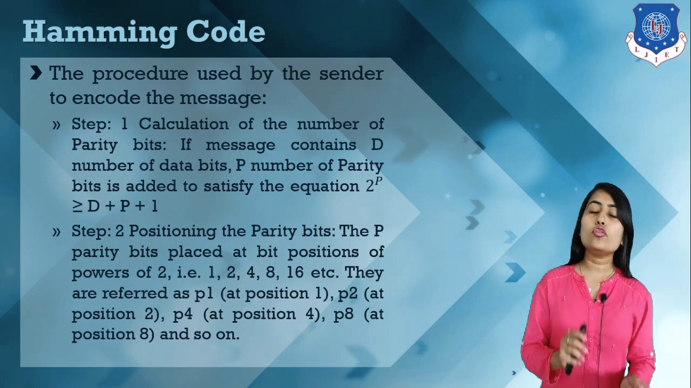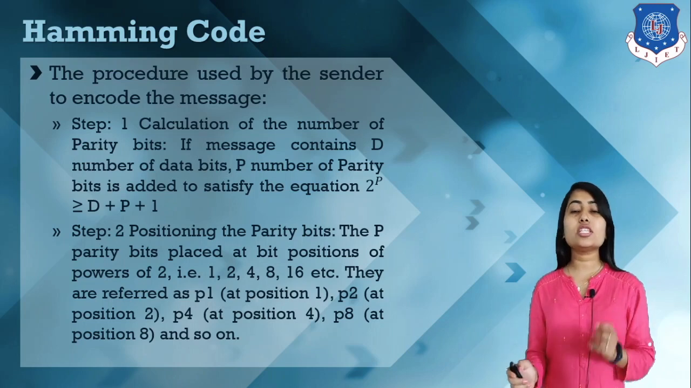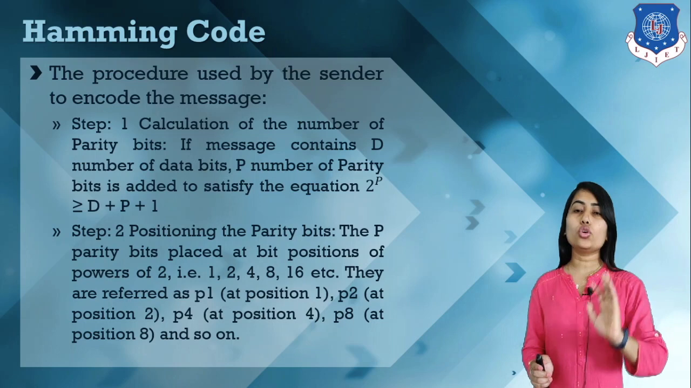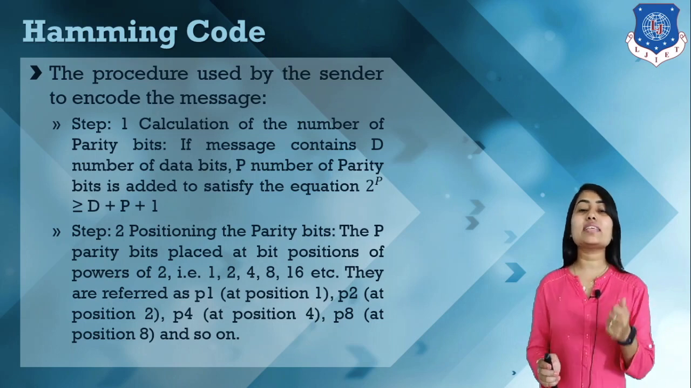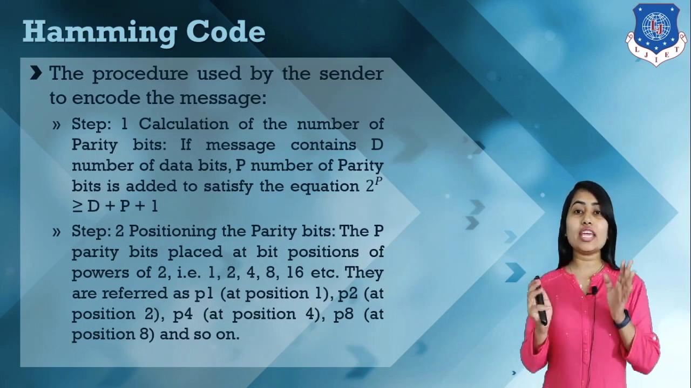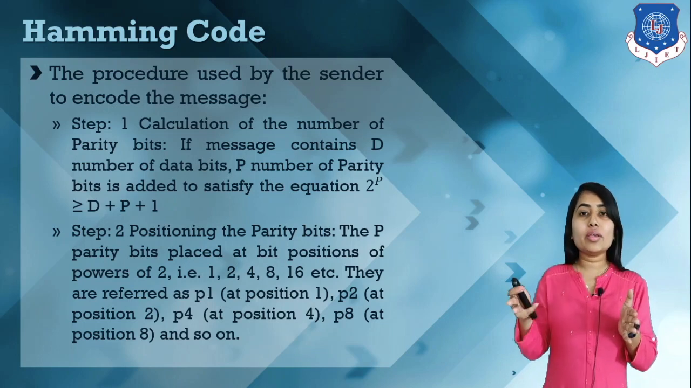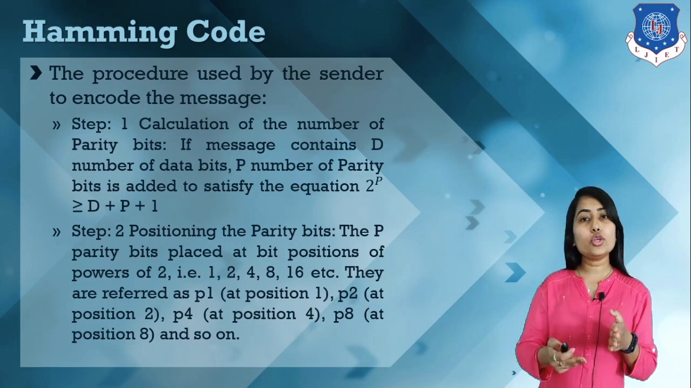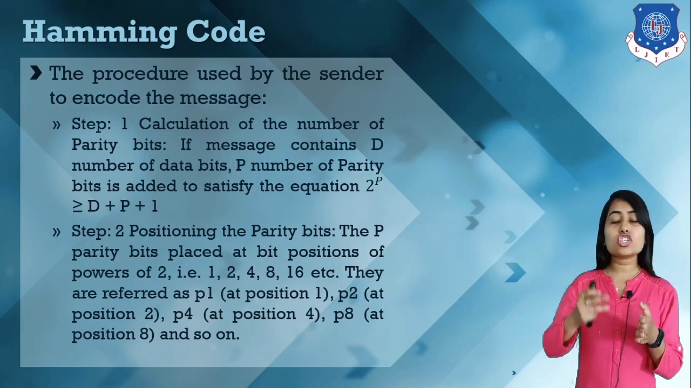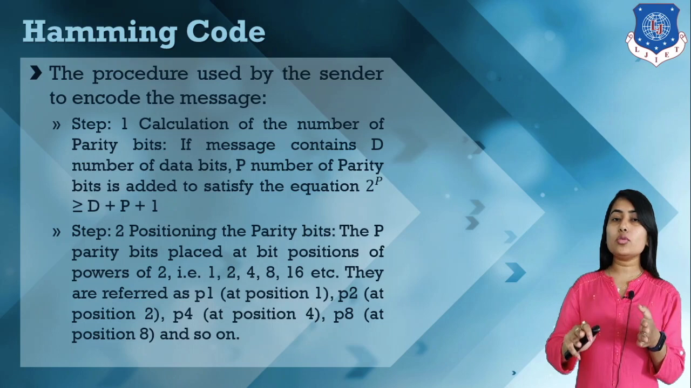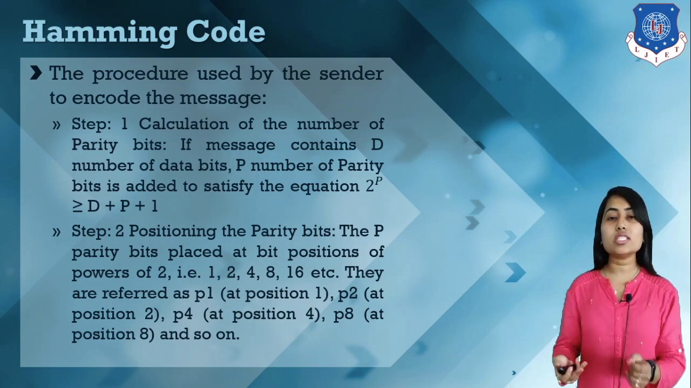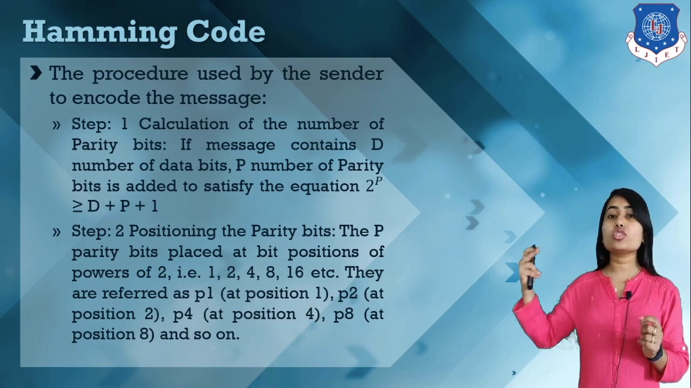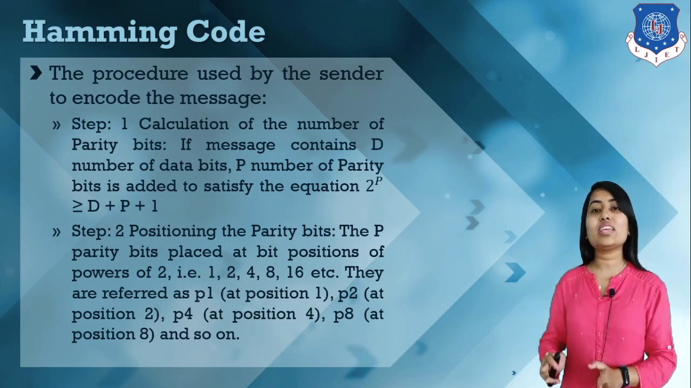The parity bits are inserted at powers of 2. So we can add parity bits at power-of-2 positions. That means we have a total message, and in that message we have to add extra bits. At a position which is a power of 2, we add a parity bit. That means at 2 raised to 0, 2 raised to 1, 2 raised to 2, 2 raised to 3, 2 raised to 4, and so on, we can add parity bits.